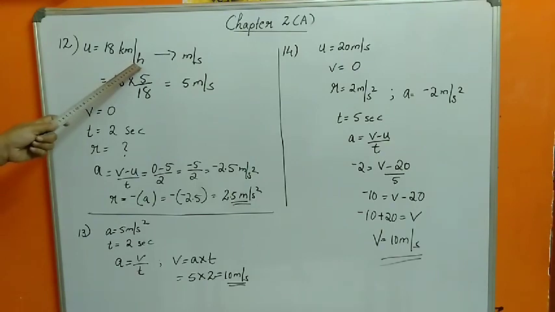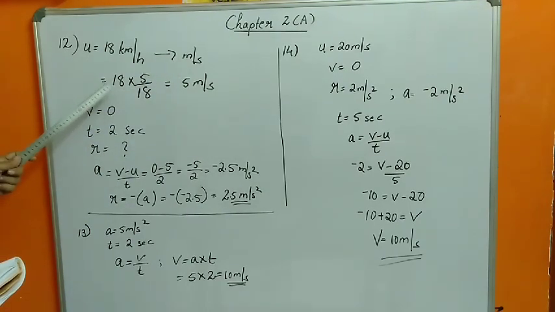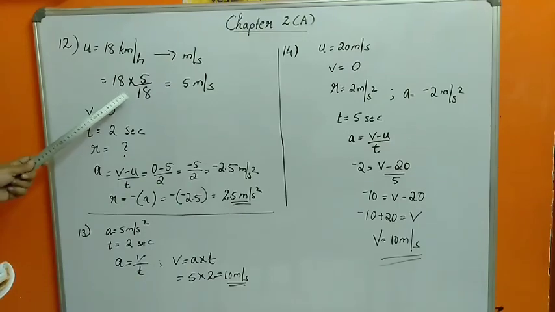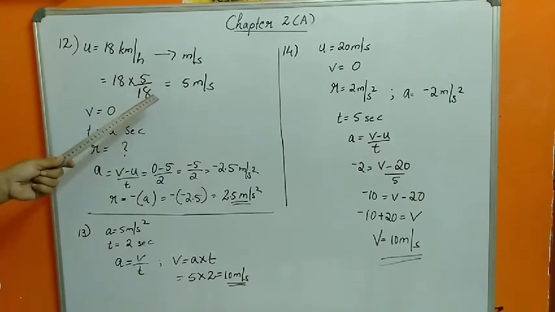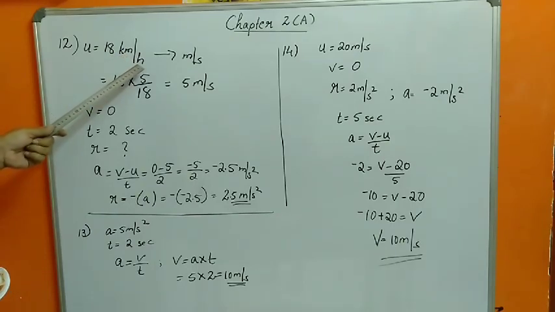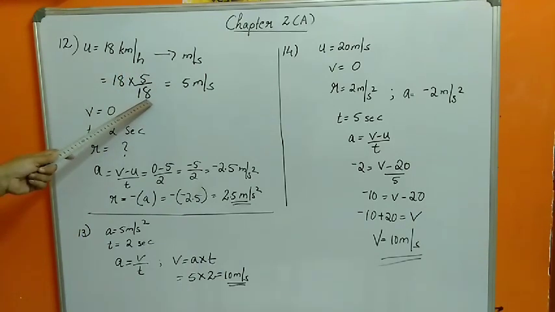Here you can see kilometer per hour is not the SI unit. So first we have to convert kilometer per hour to meter per second. For converting kilometer per hour to meter per second, we have to just multiply by 5 by 18. I already explained you in the first video of this chapter 2a while doing the first problems 1 to 7. I explained why we are using this 5 by 18. That is kilometer is 1000, hour is 60 into 60, 1000 by 60 into 60. Thus we got 5 by 18. So 18 into 5 by 18, 18 and 18 cancel, we will get 5 meter per second.